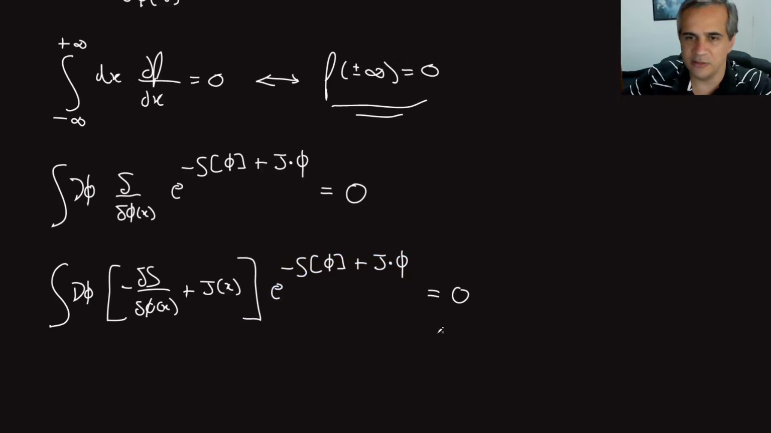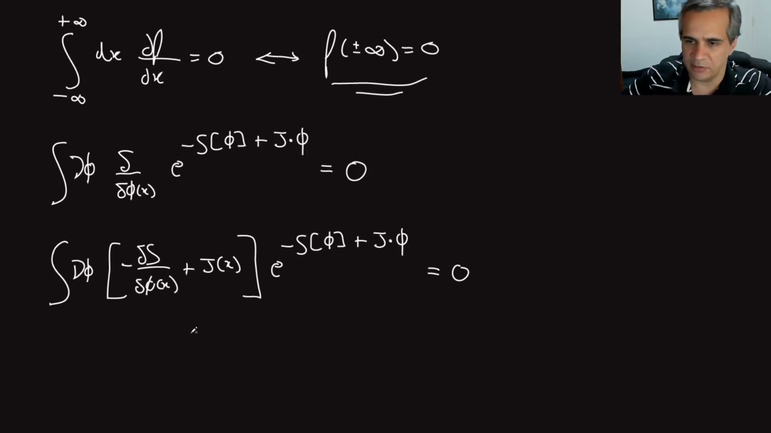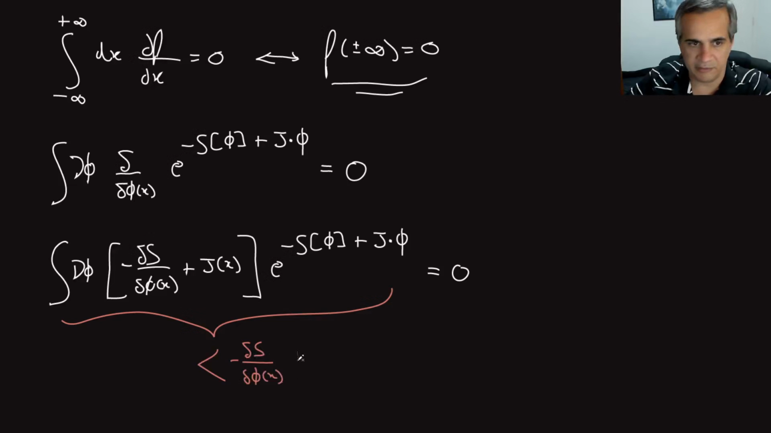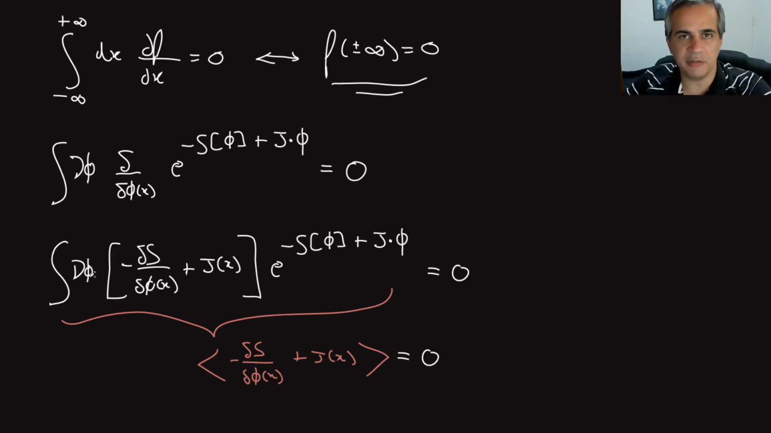In which I already got an interesting thing, because if you pay attention to what I am calculating here, this is the expectation value of del S del phi of x, plus j of x. And I'm saying this is 0 in any state. I mean, I'll choose the state by choosing the details of the path integration here. For instance, I could take this period to infinity and go back to the vacuum. But this is true more generally.